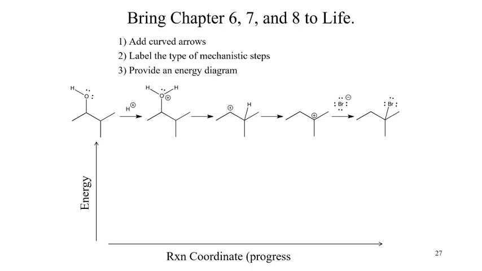Okay? The beginning of the slide sequence, I asked you to add curved arrows, and label the type of mechanistic steps. Now what you should be able to do is draw an energy diagram to represent this. This does get a little bit more challenging, so I'm going to recommend you take a second to pause, add your curved arrows, label your mechanistic steps, and take a stab at an energy diagram. And again, I'm going to say pause.